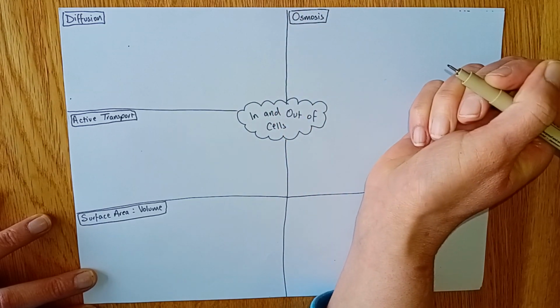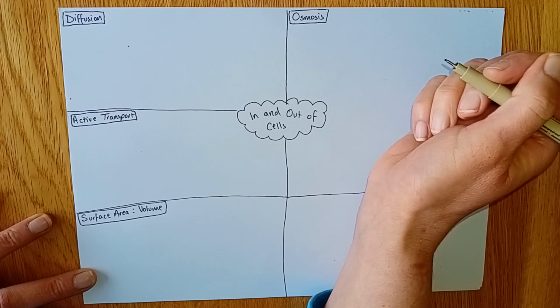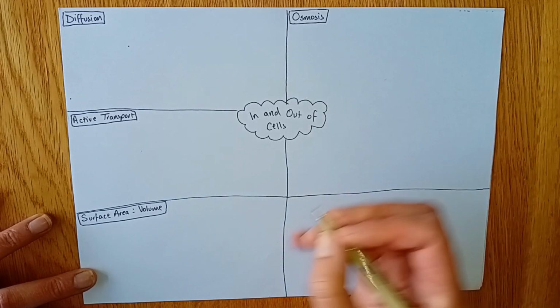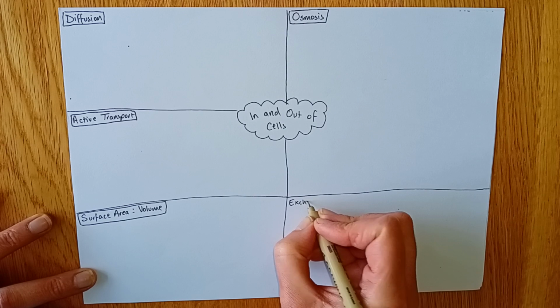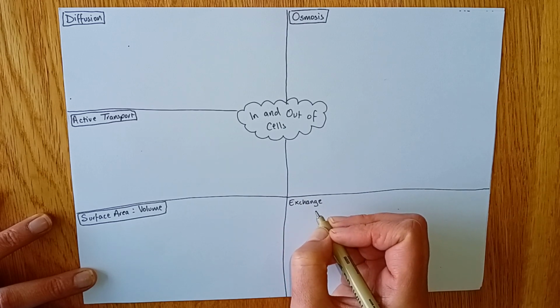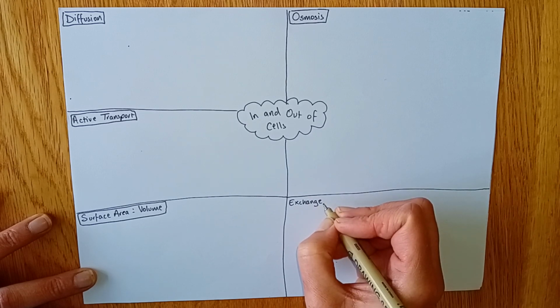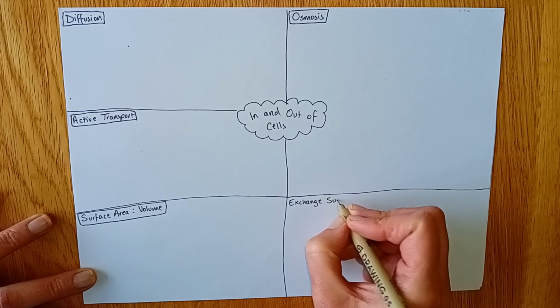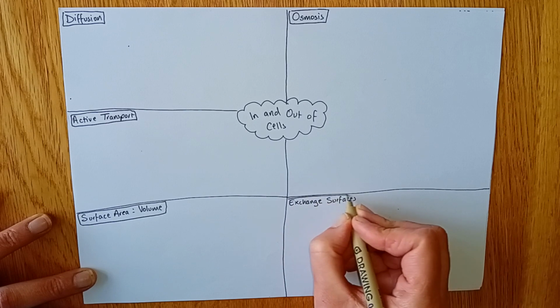And it's got a required practical attached to it, which we know means that we're more likely to get asked questions on it. And lastly, in this part of the unit, we're just going to do a quick summary on exchange surfaces. Now, we are going to go into more detail about the lungs and the small intestines in other units. So we're not going to go into too much detail now. Exchange surfaces. Just a quick summary.